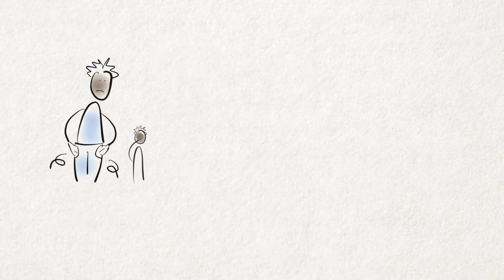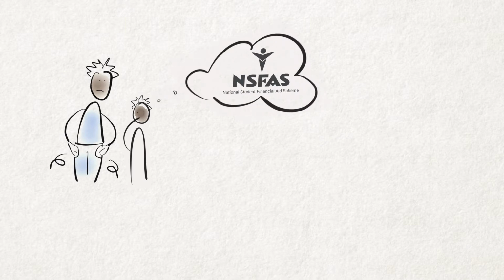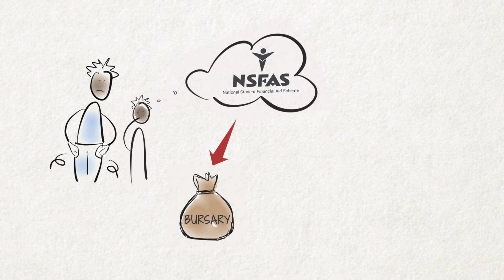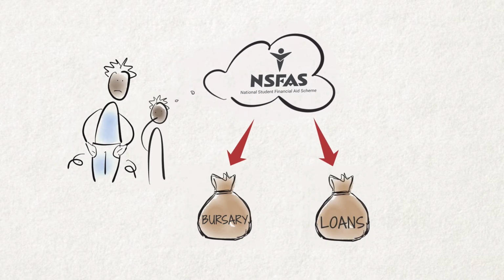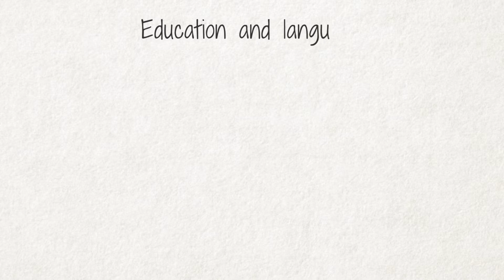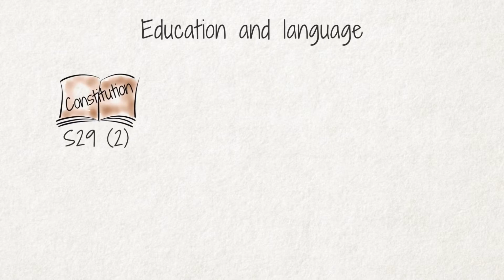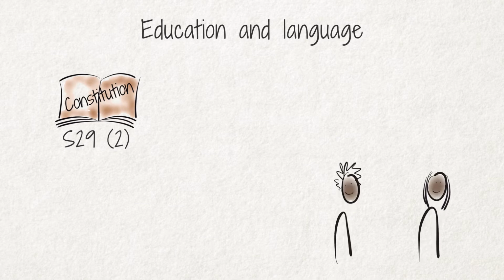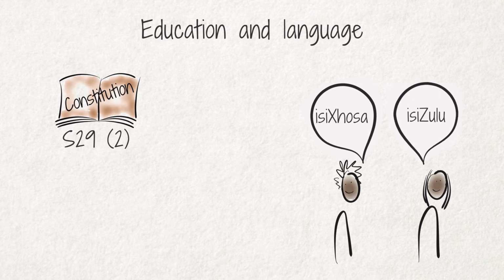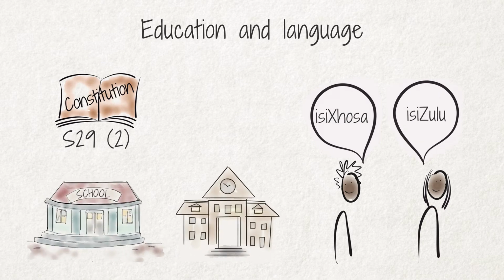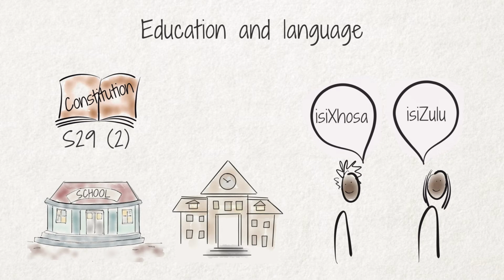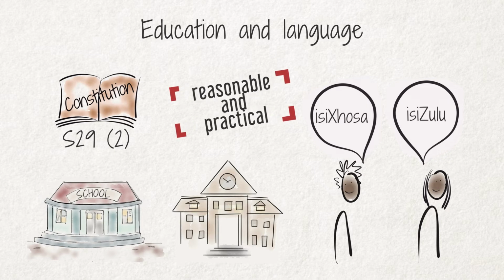Students from poor and working-class families can apply for fully funded bursaries from the National Student Financial Aid Scheme, NSFAS. Students who do not qualify for bursaries can also apply to the NSFAS for loans. Education and language. Section 29(2) grants everyone the right to receive an education in the official language of their choice in state schools and universities. This applies only if it is reasonable and practical to do so.